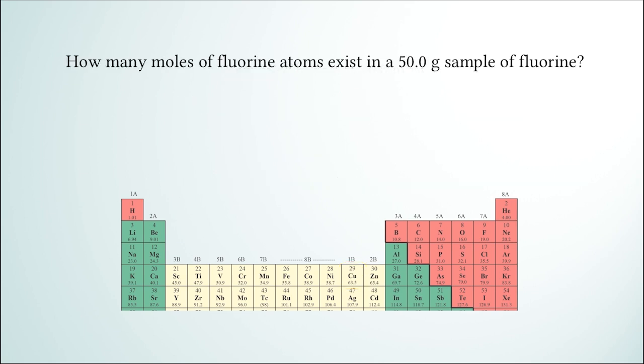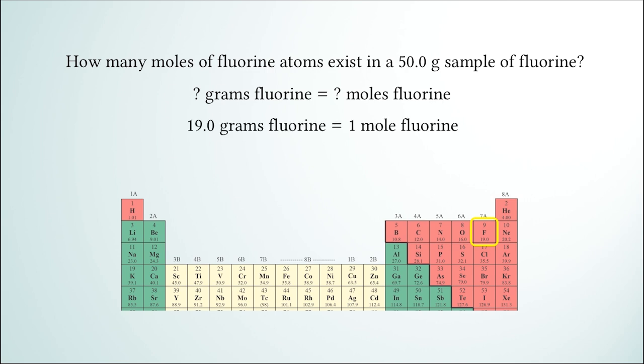How many moles of fluorine atoms exist in a 50.0 gram sample of fluorine? This is just a conversion problem, so we need to know the relationship between grams of fluorine and moles of fluorine. So look at the element on the periodic table. A single fluorine atom has a mass of 19.0 AMUs. That means that 19.0 grams of fluorine equals 1 mole of fluorine.